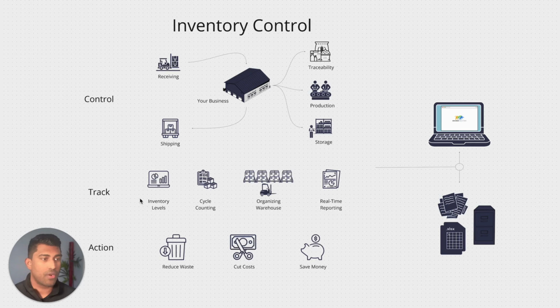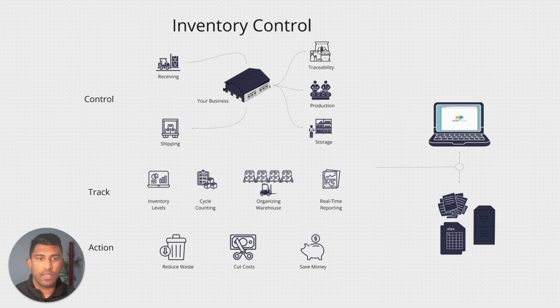Now, by tracking your inventory and streamlining it, you can reduce waste by avoiding expired or unsold items. You can also cut costs by making sure that you're not overbuying or understocking because you know exactly what inventory you have. Also, you can save time by automating reorder points and updates. Okay, with all of this together, you're going to be able to make better, smarter decisions so that you can grow your business and keep your customers happy.